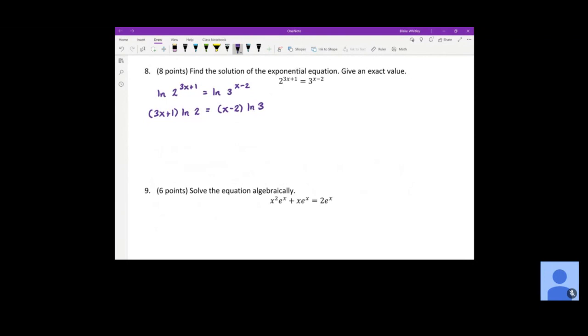And now, just for time's sake, I'm just going to work through the rest of this. The next thing you would want to do is distribute. So on the left-hand side I'm going to take the natural log of 2 and distribute it to each of those terms. That gives me 3x natural log 2, and then distributing the natural log of 2 to the 1 gives me plus natural log 2. Do the same thing on the right. I'm going to distribute the natural log of 3. So that's going to give me x natural log 3 minus 2 natural log 3.